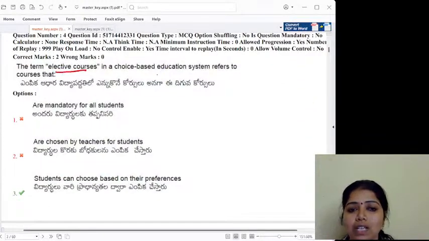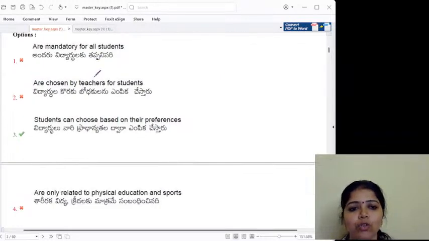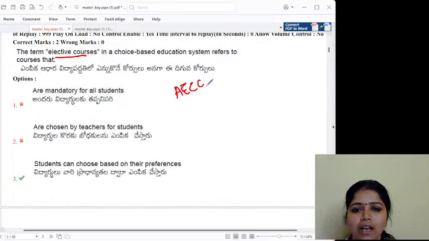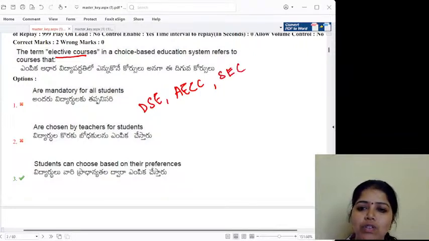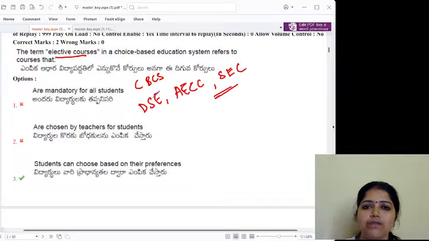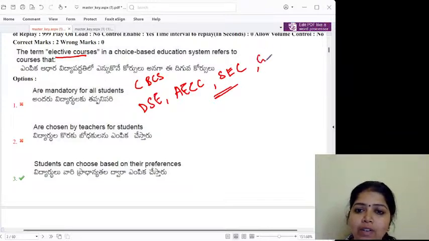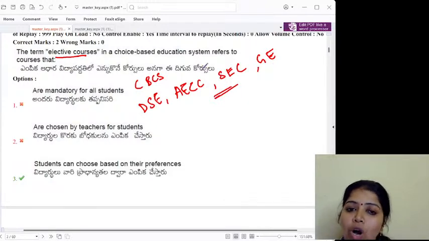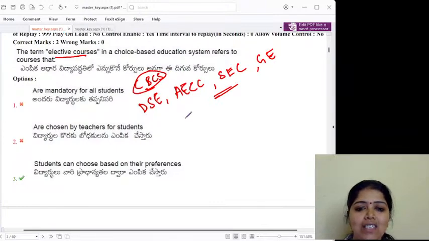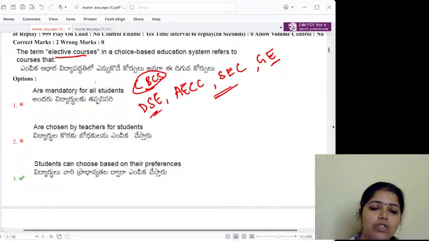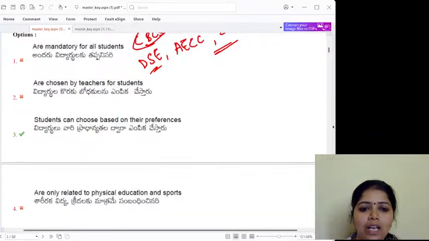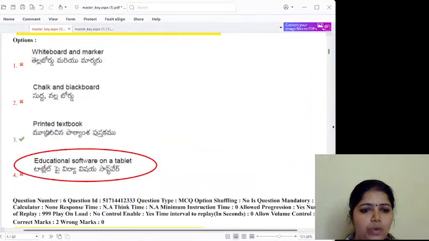The next question is on the term elective course, which comes under teaching aptitude. We have AECC, elective courses, discipline specific electives, and skill enhancement courses. These are the different types of courses under CBCS, including generic elective, discipline specific elective, ability enhancement course and skill enhancement course. Here they have asked about the elective course. It is not mandatory for all; it is chosen by the students based on their preferences. There is no problem with this question.